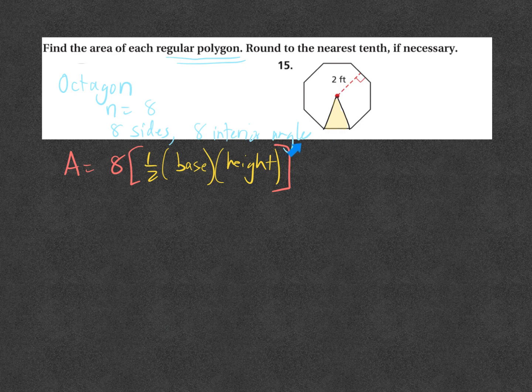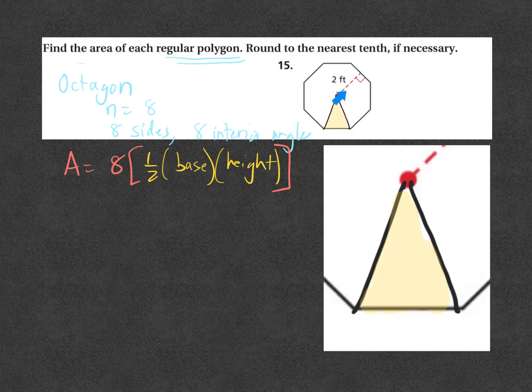So we need to know the yellow triangle's base and height, and that will do it. But how do we find the base and the height of this triangle? We need to know the measures of these angles. So this segment that's 2 feet, this is an apothem. It's from the center to the midpoint of a side. Therefore, for a yellow triangle, the distance from the center to the midpoint of the side will be 2 feet.